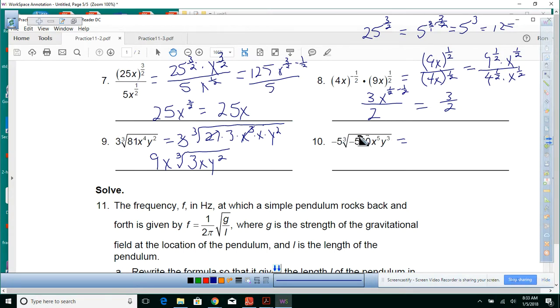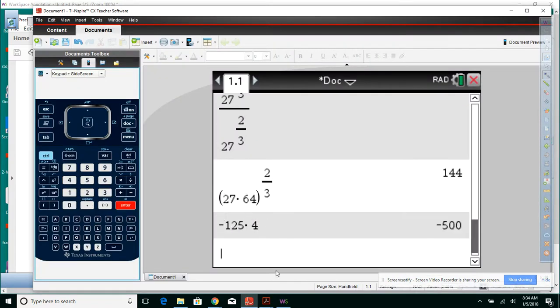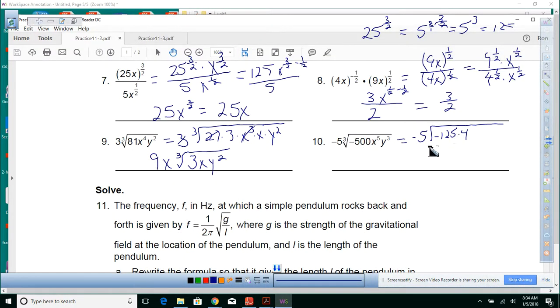Let's try this one here. That's going to be negative 5 and the square root of, now we have negative 500. Okay. So I'm thinking that's going to be negative 125 times 4. Let's try that. Negative 125 times 4. That gives you negative 500. So there we go. That covers the negative 500. And this is the cube root, right? So let me fix that. So that's a cube right there, and this is negative 5 here.